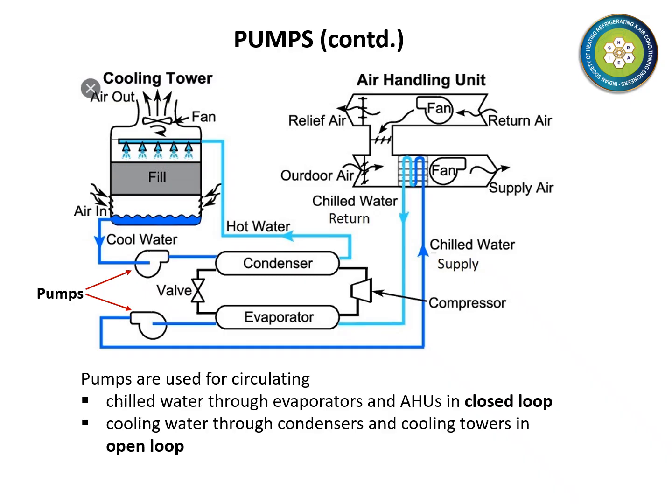As you can see from this slide, pumps are used for circulating chilled water through evaporators and AHUs in a closed loop, and cooling water through condensers and cooling towers in open loop.